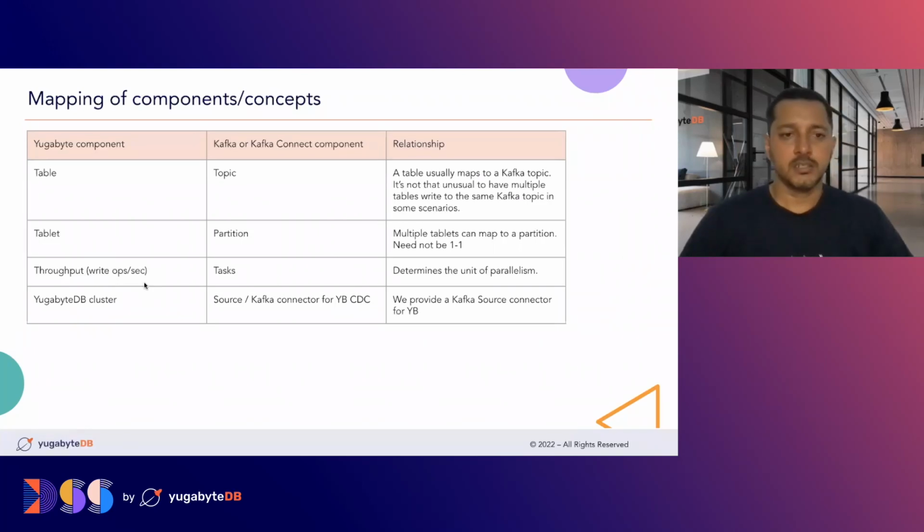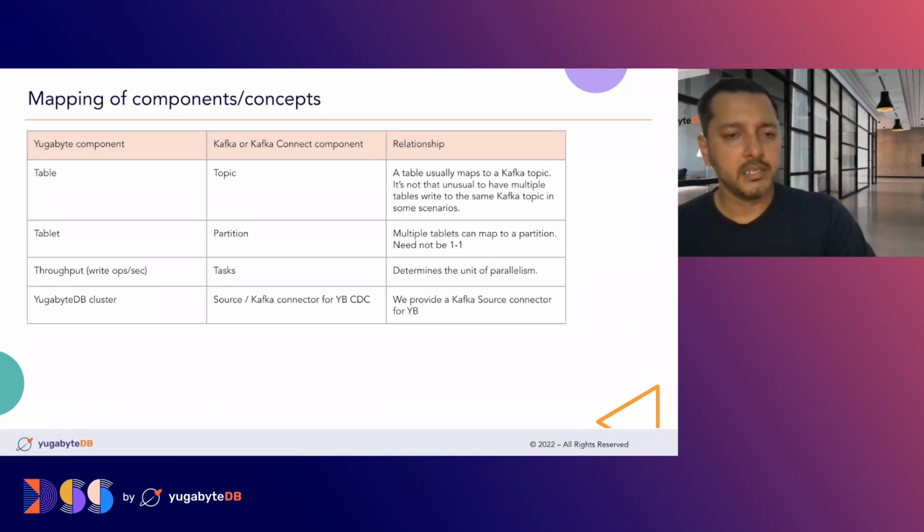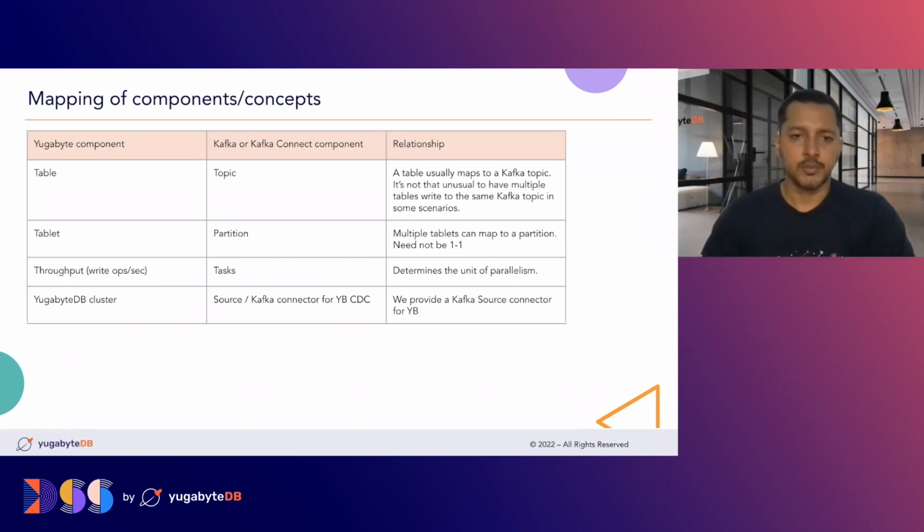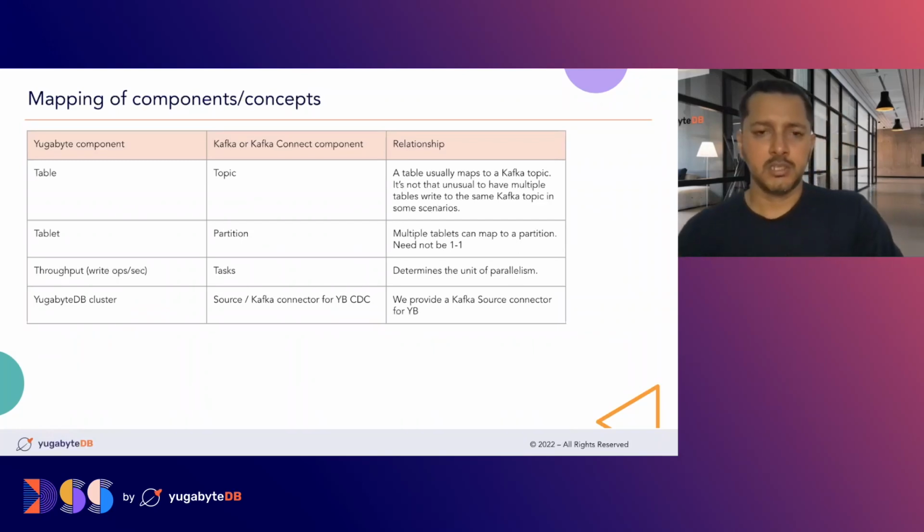If you want to understand how YugabyteDB components and Kafka components map to each other, and how the concepts at the conceptual level are similar: a table in YugabyteDB could be as simple as a topic in Kafka, although there are ways in which you can combine multiple tables into a topic to take care of some of the use cases. A tablet, which is nothing but a shard of a table, can be a simple partition of a topic.